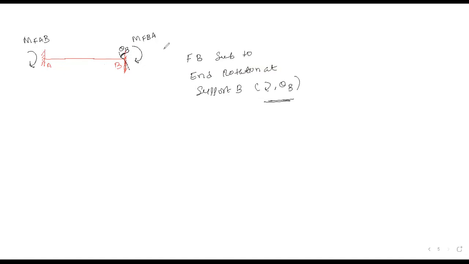Now, whichever support is rotated, that support has a moment of 4 EI theta B divided by length L, and the far end moment will be 2 EI theta B by L. Is it clear? Keep in mind, I have mentioned the same rotation for both ends. Length is L. Is it clear or not? Please confirm me.